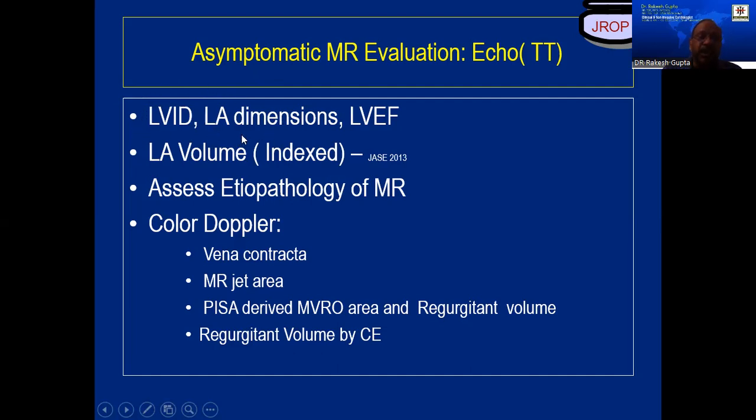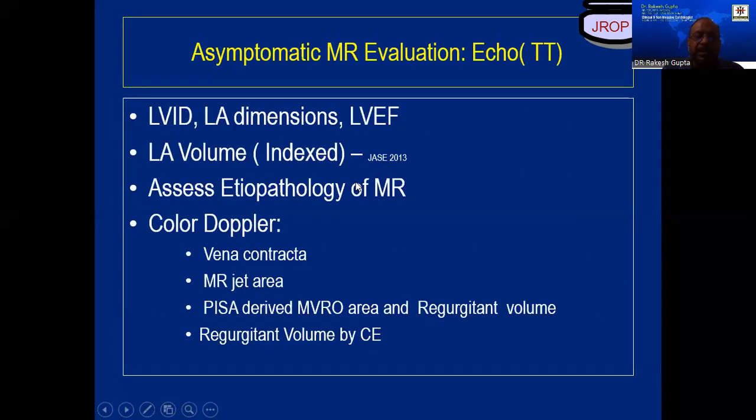If you have severe MR, except for acute MR, and the LV is not dilated, it means we have to go back and reanalyze it again. Associated findings are LA dimensions and ejection fraction, and overloaded LA volume, as depicted in JASE 2013. And then look for the cause of MR. I'm going to show you a couple of causes of MR, because the surgery or the intervention is dependent on the cause of MR.